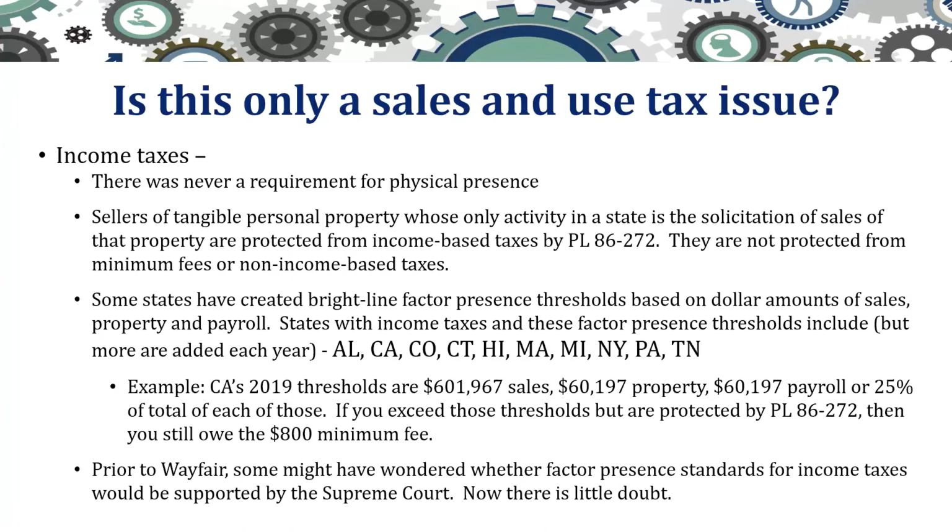And we'll talk a little bit more about that on the next slide. Quite a few states have started to create bright line factor presence thresholds based on dollar amounts of sales, property, and payroll. So it's kind of similar to the sales thresholds for sales tax, except it includes property and payroll, and it's usually a different higher dollar amount.